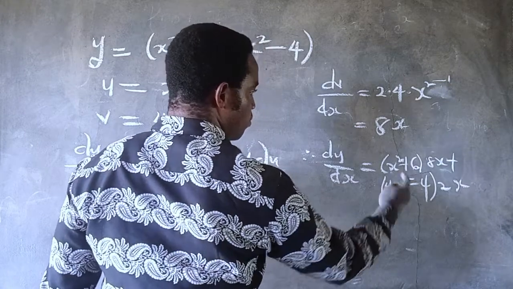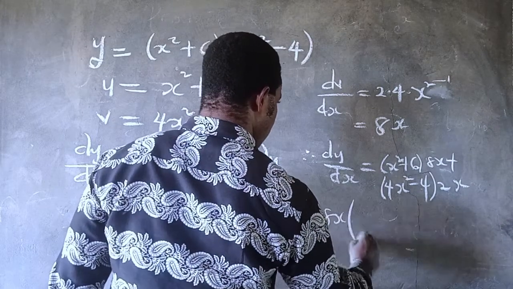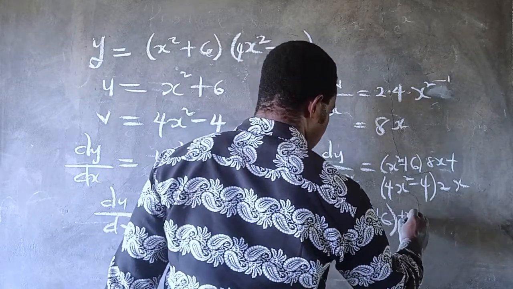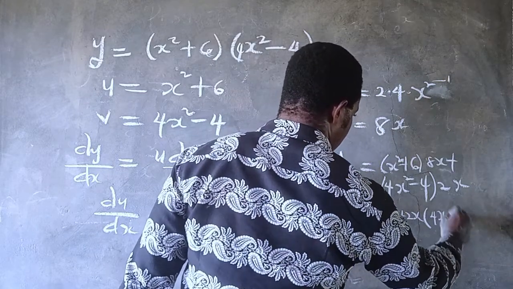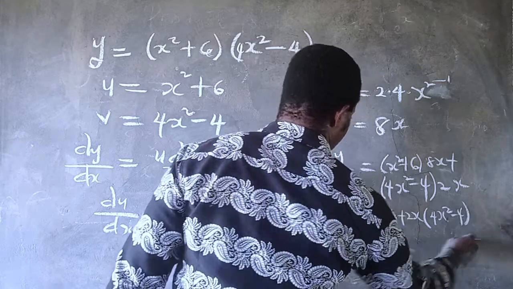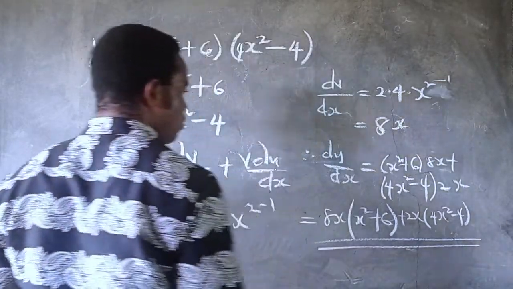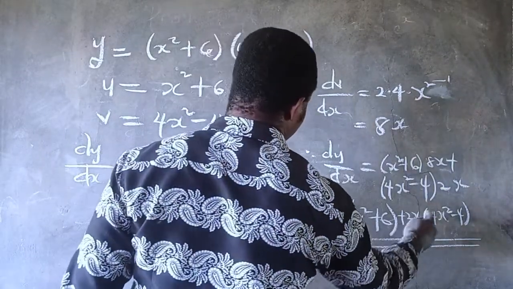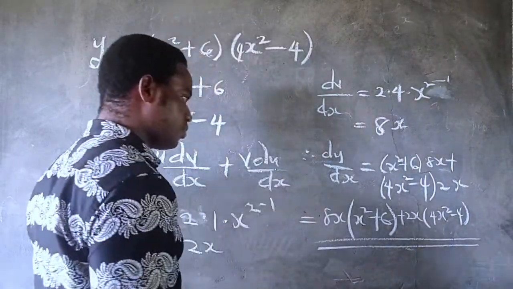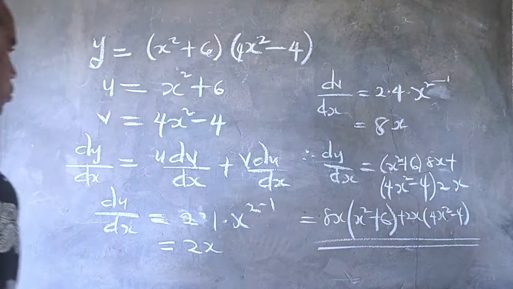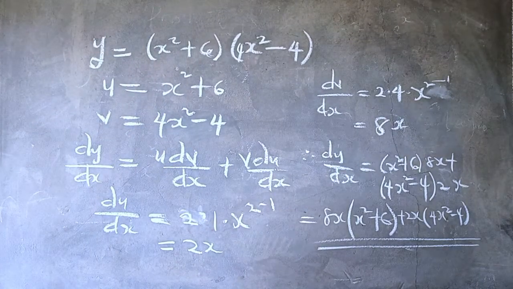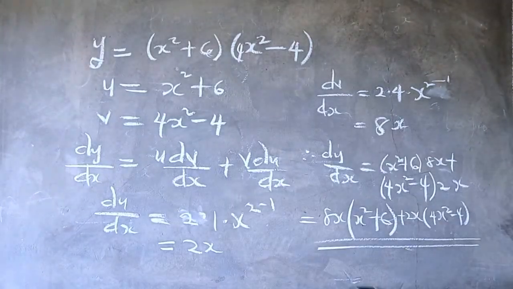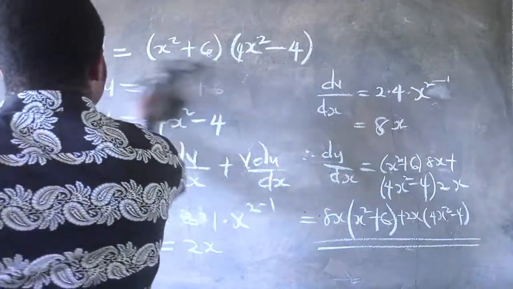Let's open that bracket. We have 8x into x raised to the power 2 plus 6, and plus 2x into 4x raised to the power 2 minus 6. Let us leave it in this form. So this is satisfactory enough. You can go on and open that bracket if you want to. So there you have it. That is the derivative of that function. So this is a product rule type.